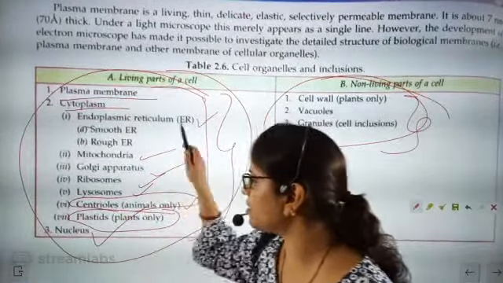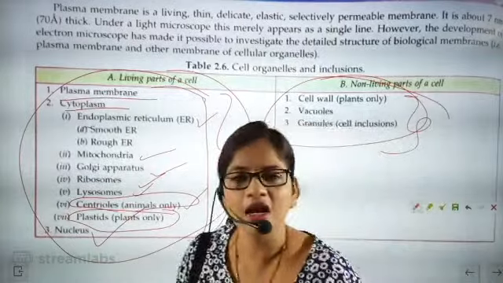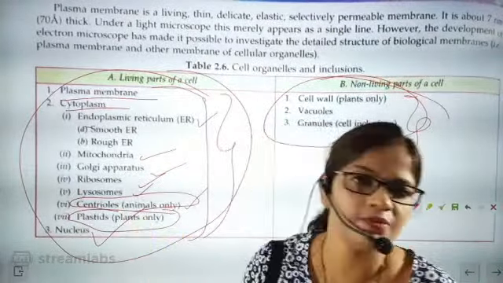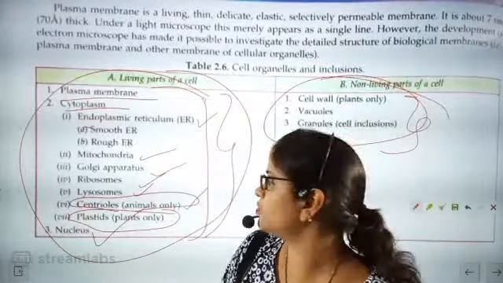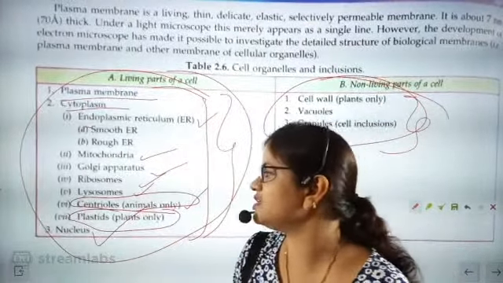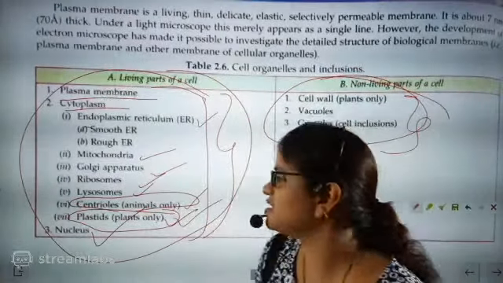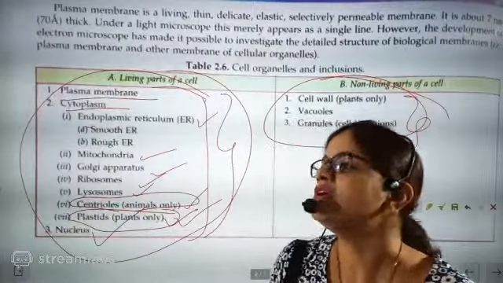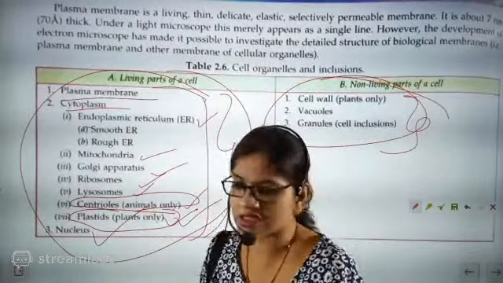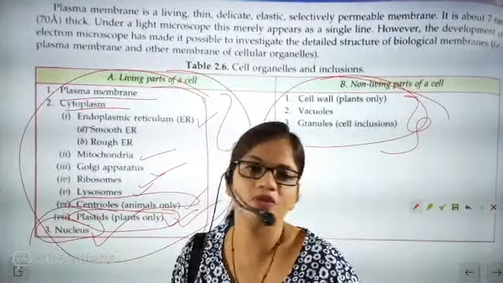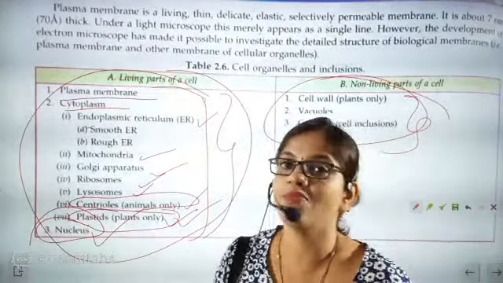So definitely, beta, among these some are only present in plants, some are only present in animals. Like centrioles are only present in animals, its function I am going to teach you. And plastids are only present in plants. Definitely many things are related to plastids, and it is a very important point to discuss. So when I go to plastids, I will discuss each and every part of plastids. And then the nucleus is so very important, and it is a living part of the cell.